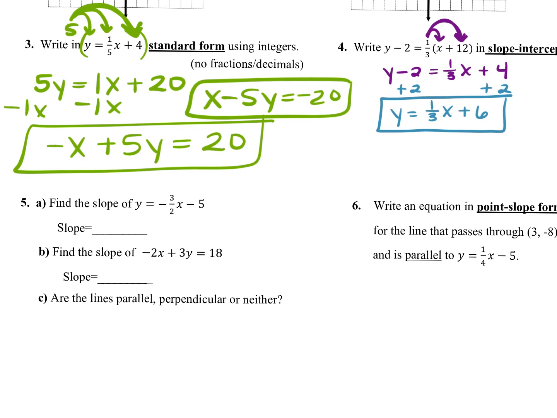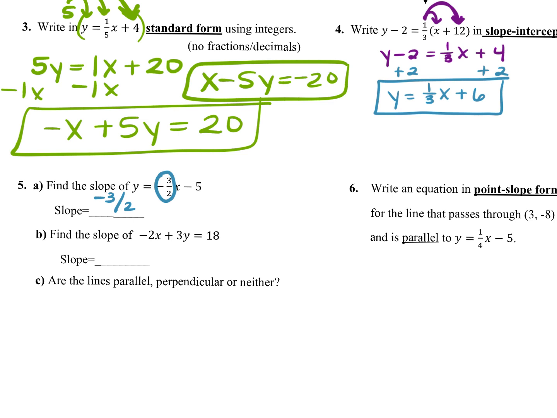Look at number 5. It says find the slope of y equals -3/2 x minus 5. What is the slope of that line? -3 over 2. Okay. Then it says, so that one, your slope is given. It's in slope-intercept form. Then it says find the slope of this one. That is in what form right now? Standard form. Standard form doesn't have a slope in it. So you have to rearrange to find your slope. How do we do that? What form are you going to put it into?